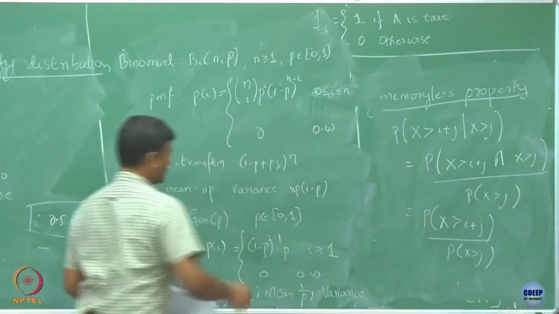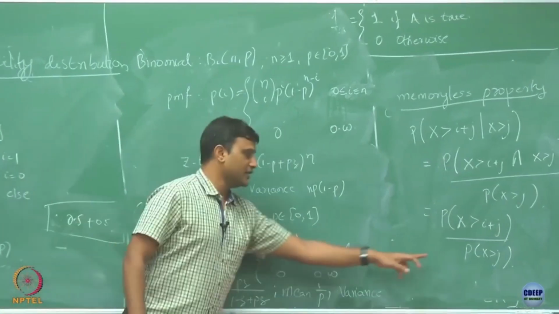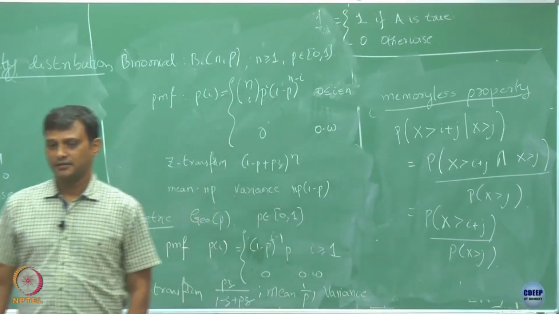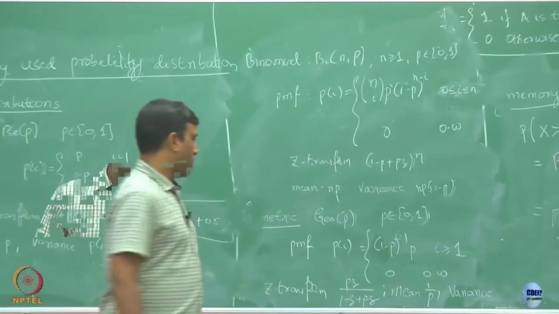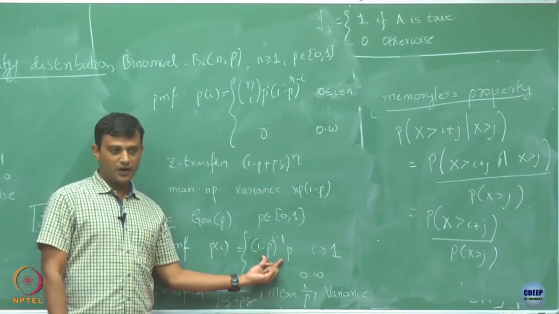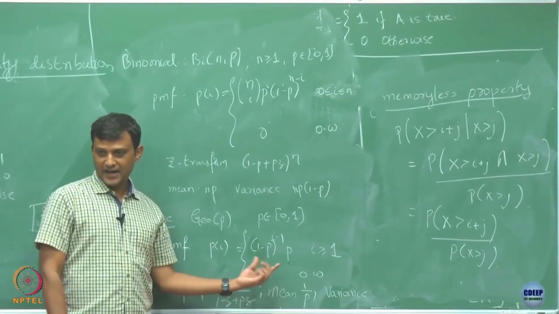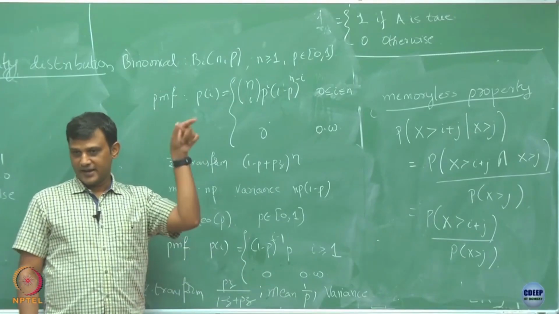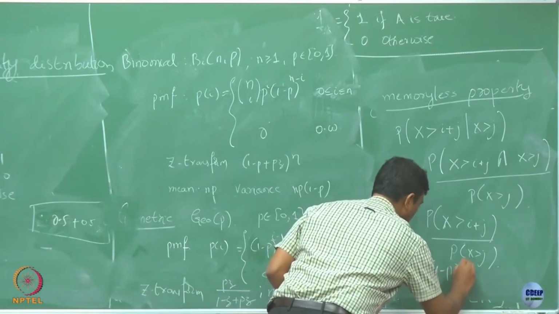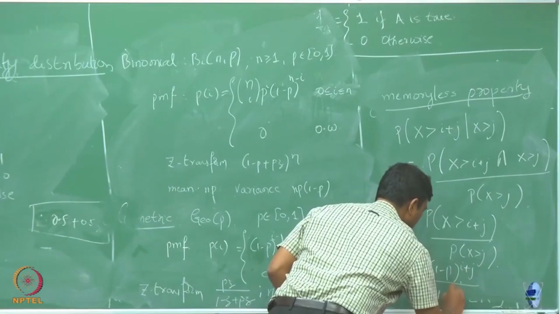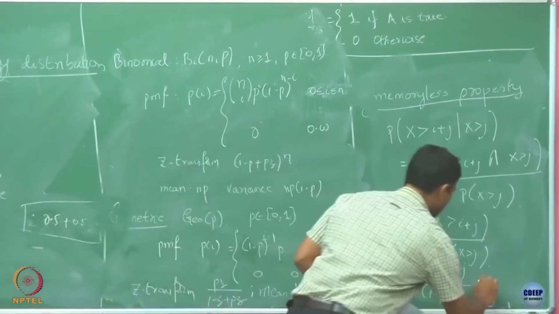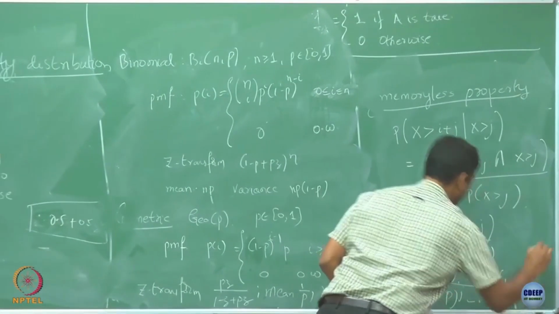Now for this case, if x is geometrically distributed, can you compute the probability that x is greater than j? You need to add all these terms for values greater than j. If you add that, you will see that it is simply going to be 1 minus p to the power j. And this is going to be 1 minus p to the power i plus j. If you simplify this, you get 1 minus p to the power i.